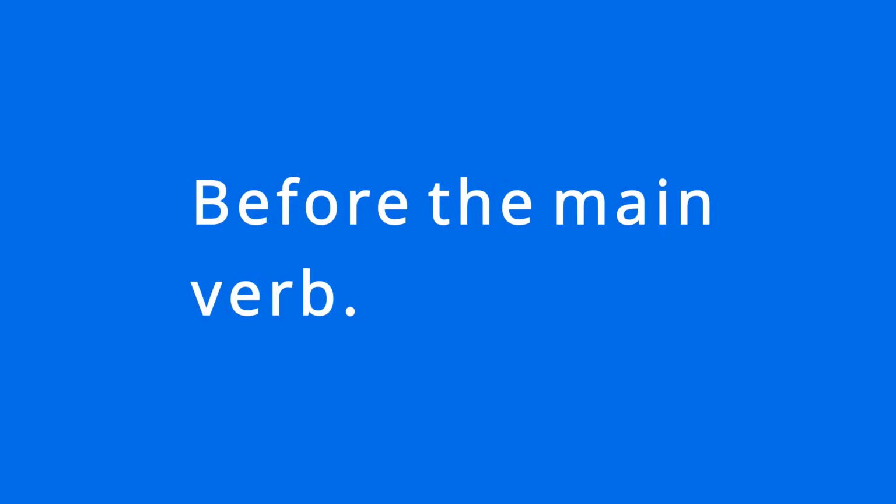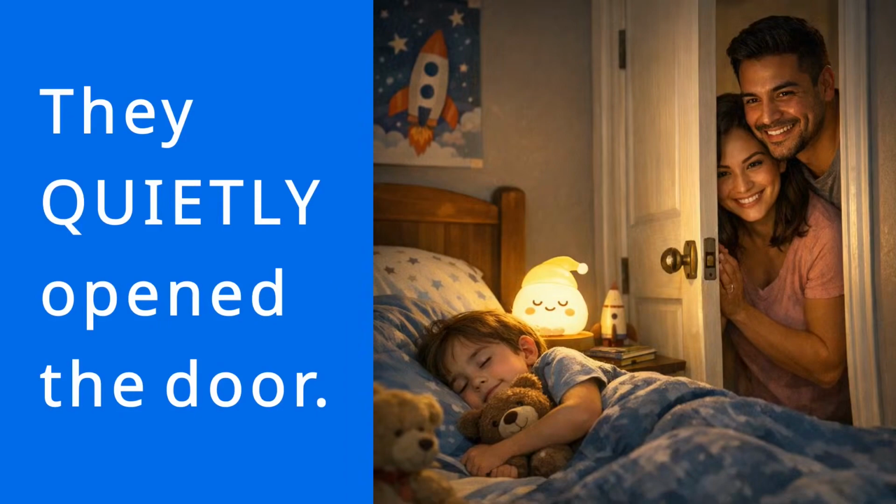Some adverbs often appear before the main action word, the main verb. For example, they quietly opened the door. She quickly finished the work. He carefully checked the results. Here, the adverb sits between who or what the sentence is about, the subject, and the verb. This placement often sounds natural in spoken English.